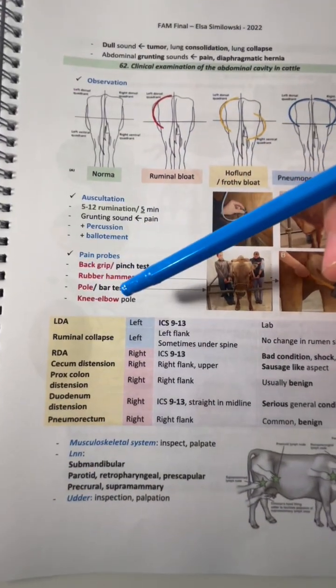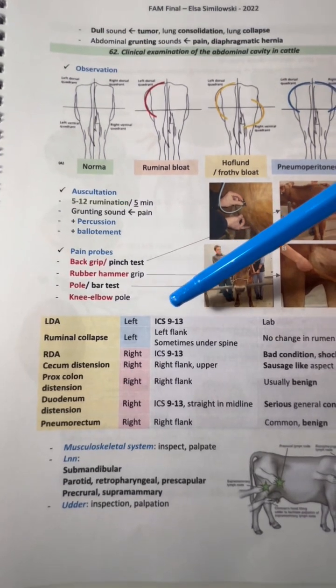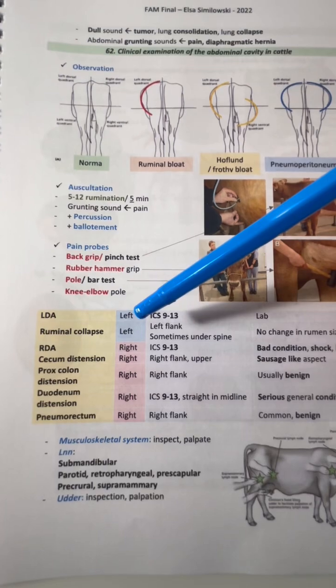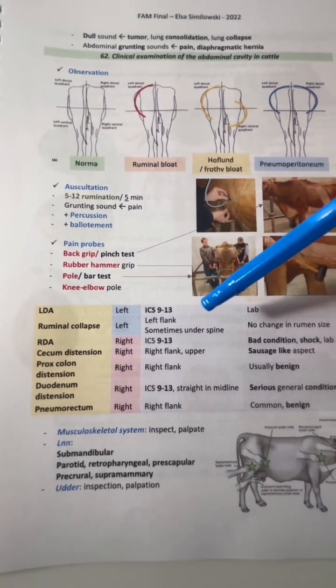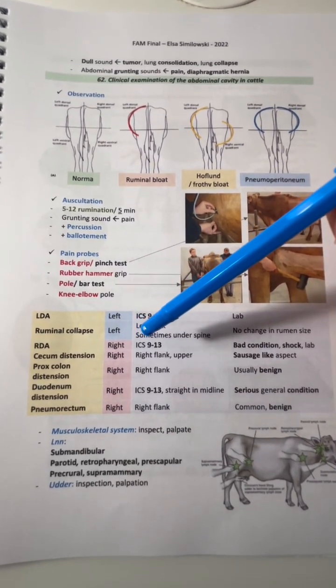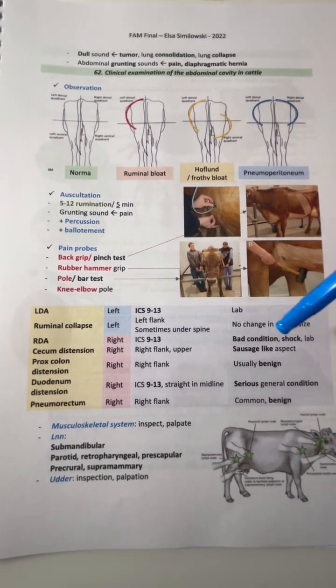Left displaced abomasum, it's on the left side, and we can find it at intercostal space 9 and 13. In the case of ruminal collapse, we'll find it on the left side, so check the left flank, and it's sometimes underneath the spine. Right displaced abomasum, it's on the right side, so check intercostal space 9 and 13. The animal will be in bad condition and be in shock.